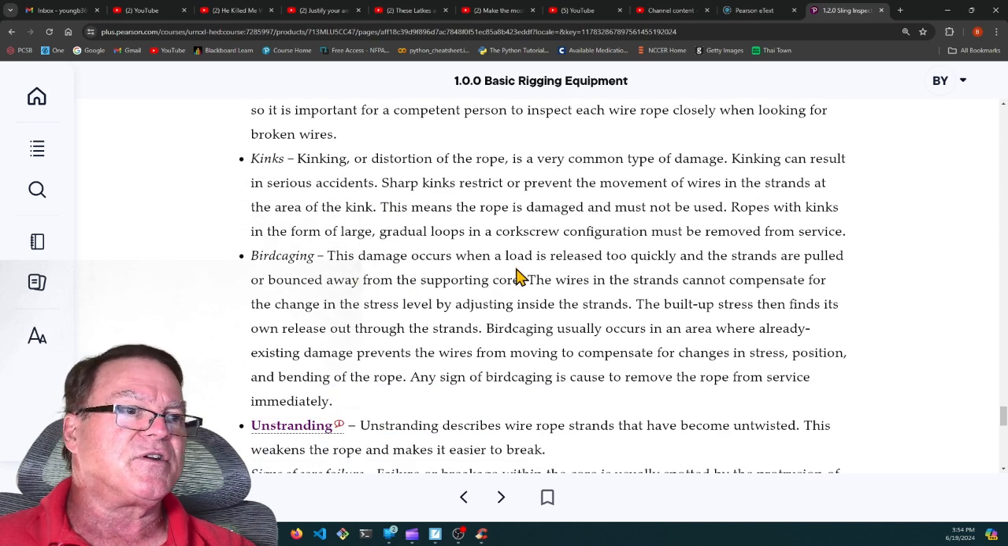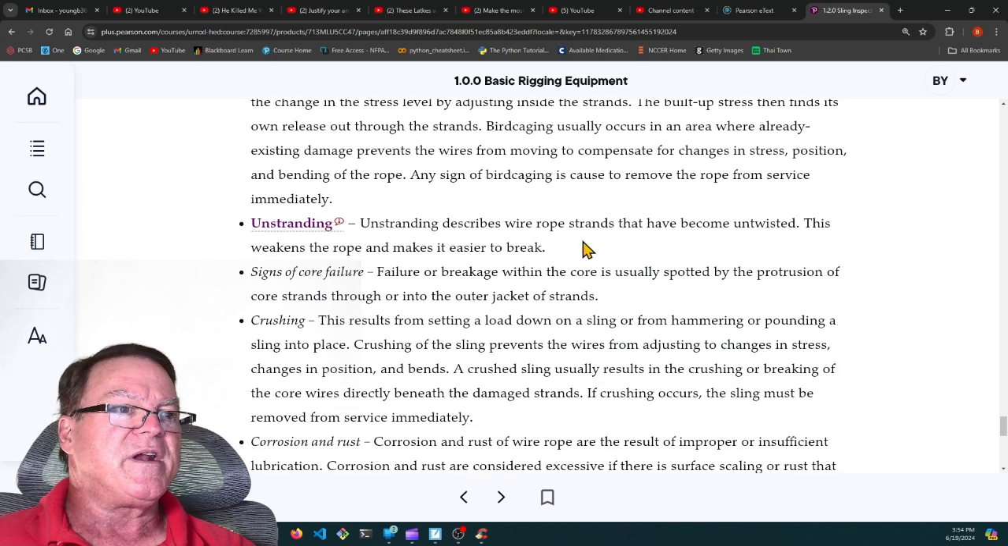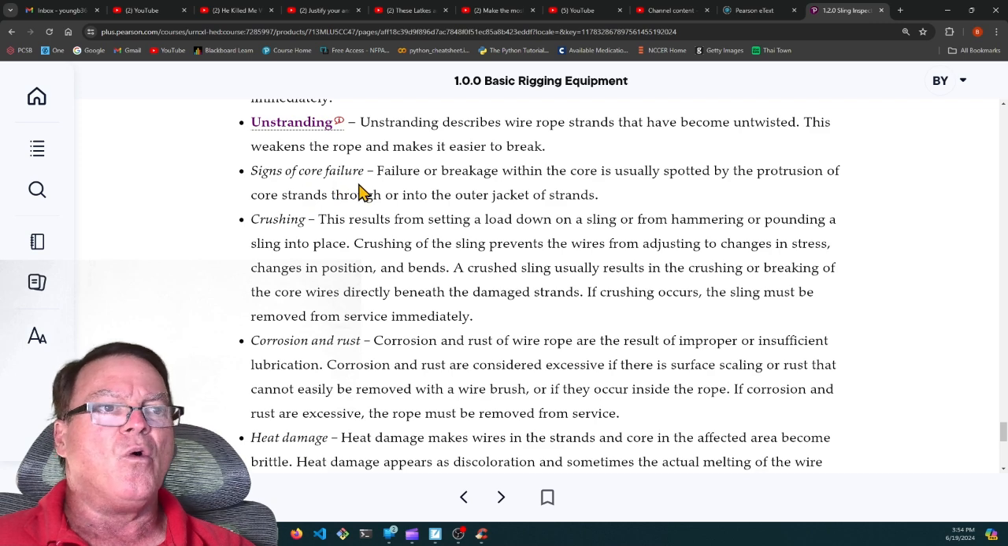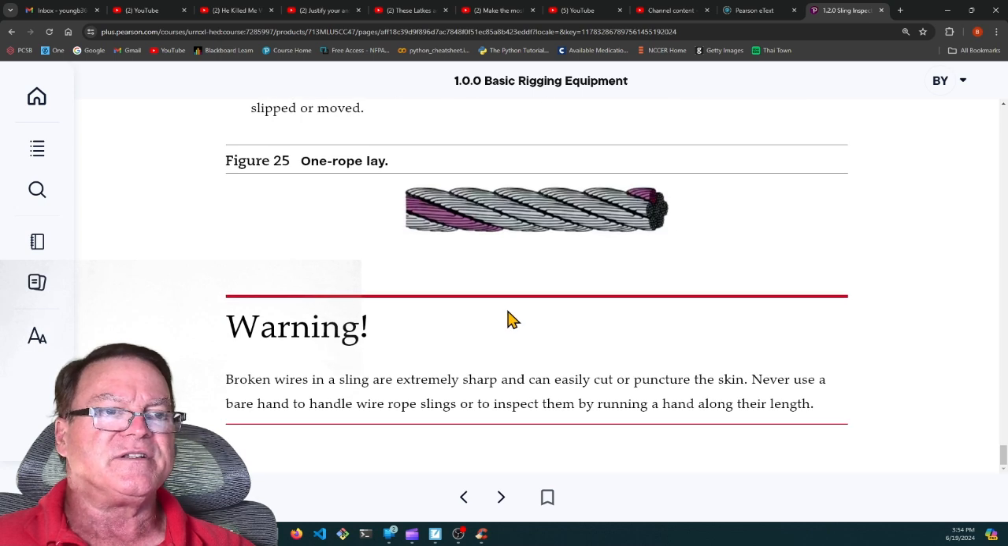Bird caging, this damage occurs when a load is released too quickly and the strands are pulled or bounced away from the supporting core. The wires in the strands cannot compensate for the change in stress level by adjusting inside the strands. Unstranding. Unstranding describes a wire rope with strands that have become untwisted. This weakens the rope and makes it easier to break. Signs of core failure, crushing, corrosion and rust, heat damage, integrity of end connections, any of those are reasons to take wire rope slings out of service.